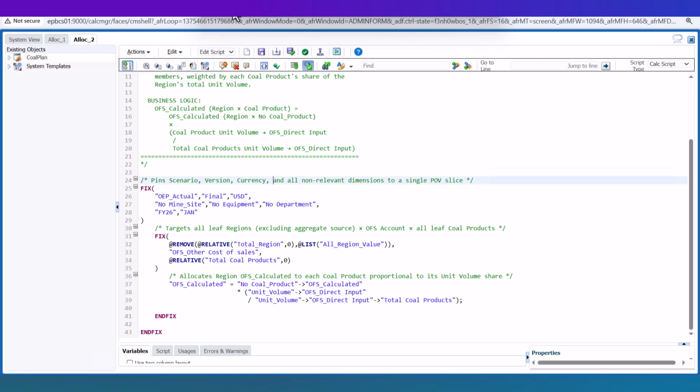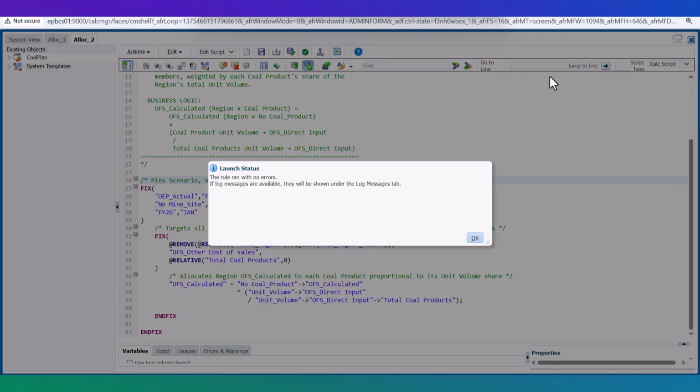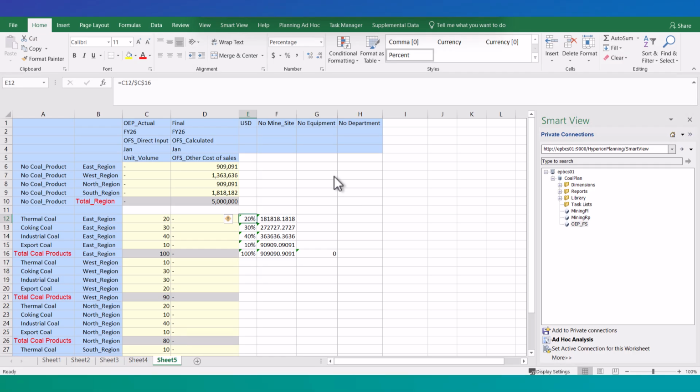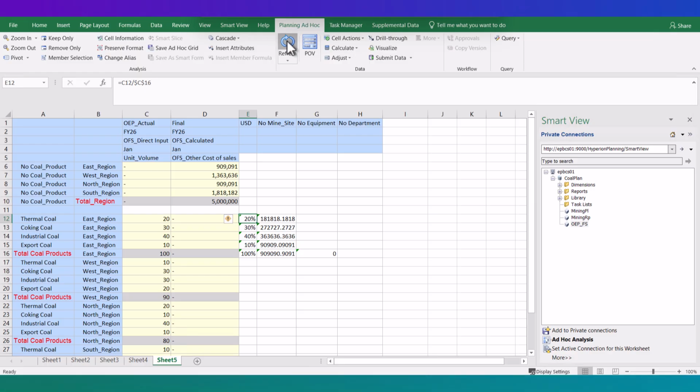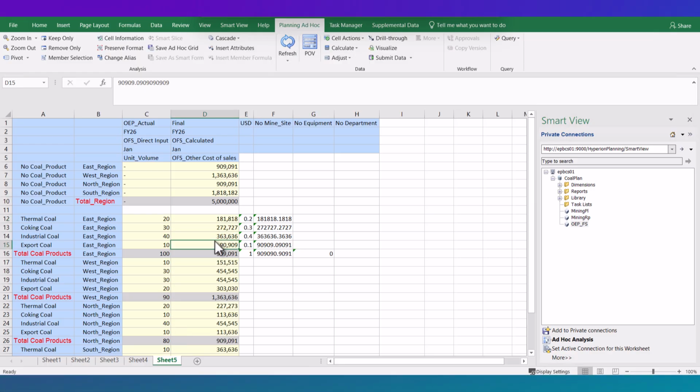So let me execute this script. The script is over. Let's see the allocated value. I'll just refresh the sheet. So we got the value that was expected, and the manual calculation also has the same value. So this is what multi-level allocation based on driver data is.